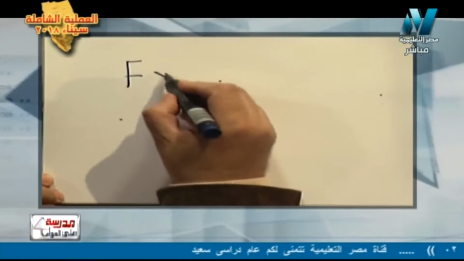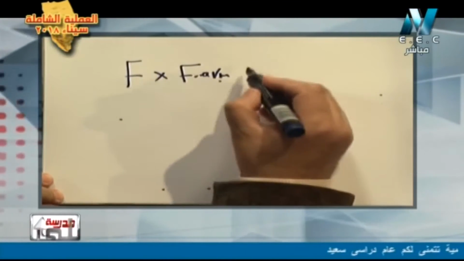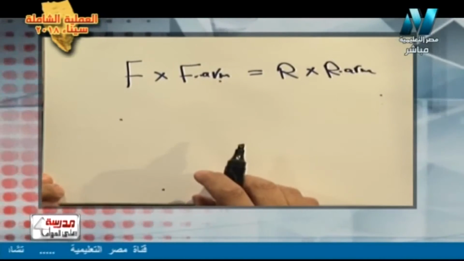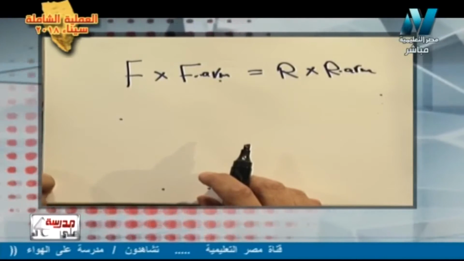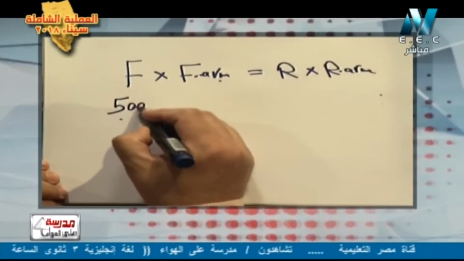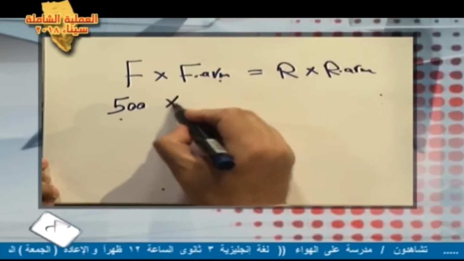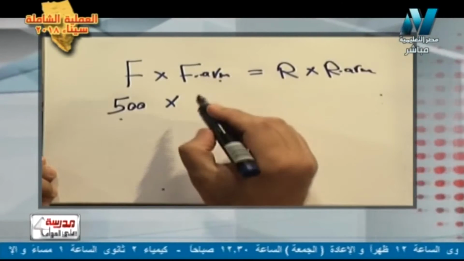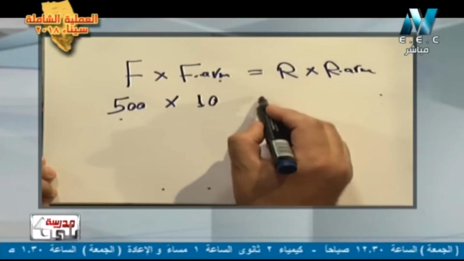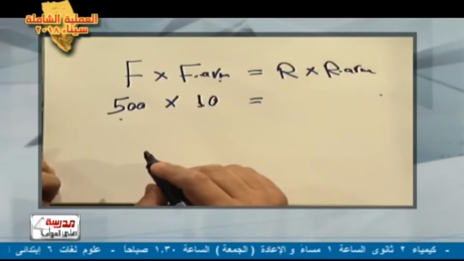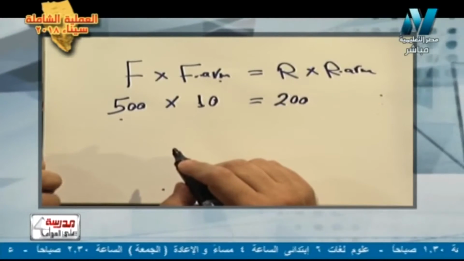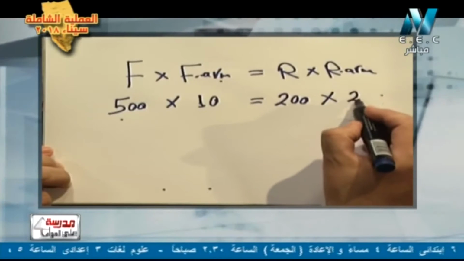So the lever law says: effort force by effort force arm equals resistance by resistance arm. Okay, so the force affecting a first class lever equals 500 Newton. So I can write 500 Newton under the effort force. And it acts at a distance of 10 centimeter from the fulcrum, which is the effort force arm. And it affects a resistance of 200 Newton at a distance of 20 centimeter from the fulcrum.